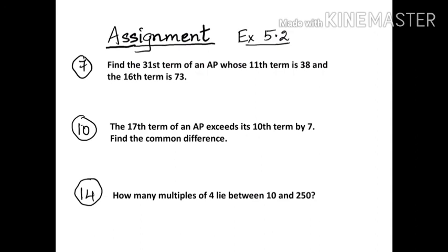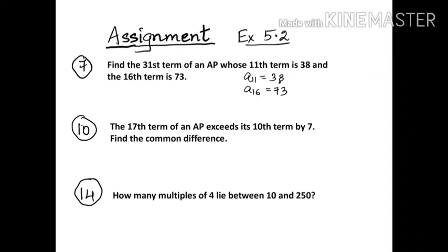Question number 7. Find the 31st term of an AP whose 11th term is 38 and 16th term is 73. In this question, with the given information, we can form 2 simultaneous equations. Solving those 2 simultaneous equations will give us the values of A and D. After we have obtained A and D, then we can find the 31st term.